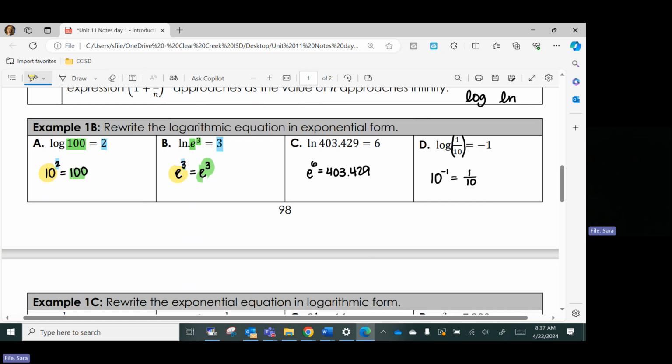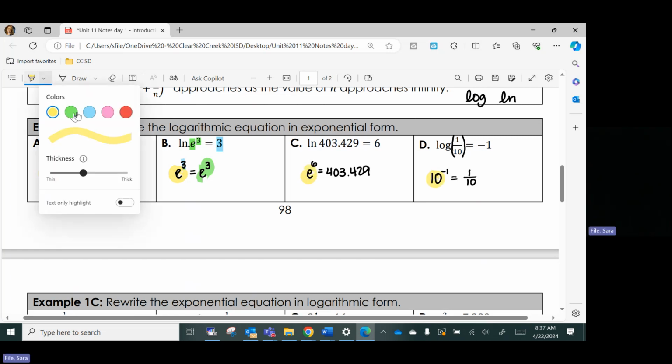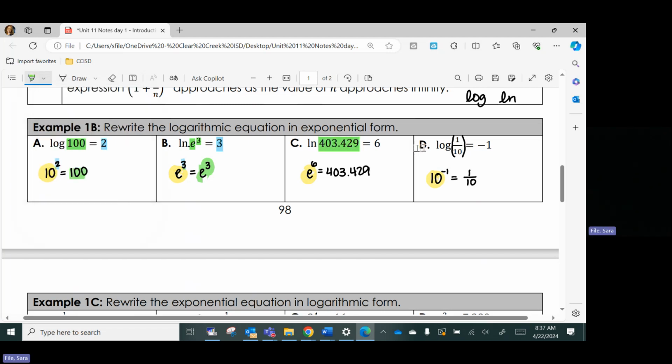So I'm going to color code this for us again. So my base, those were the common and natural base. And then my argument and my exponent. All right. Still feel okay about that? Converting from log form to exponential form? If no base is written, it's either a base 10 common log or a base E natural log.